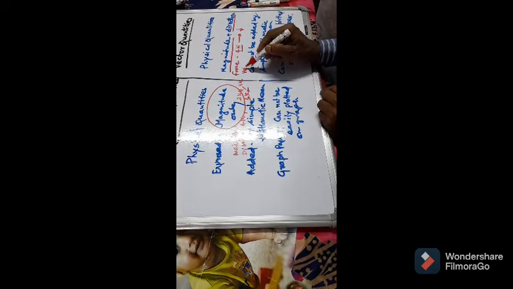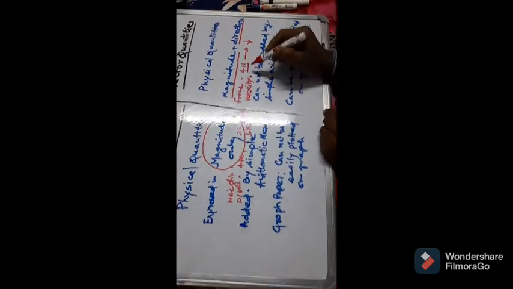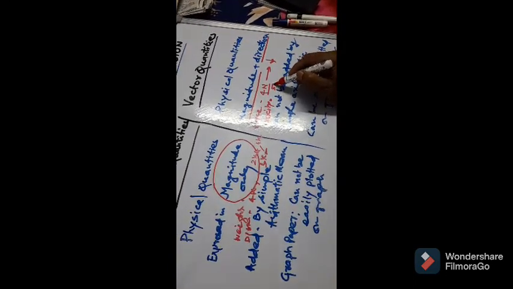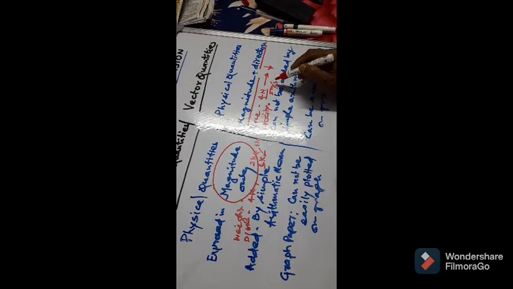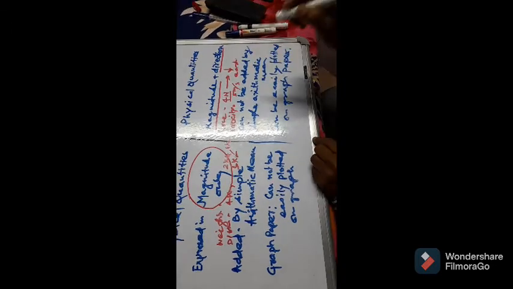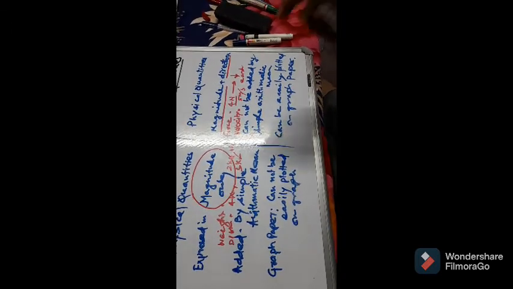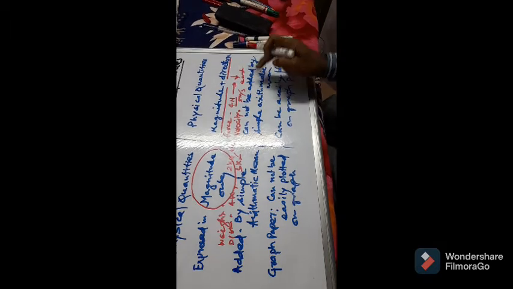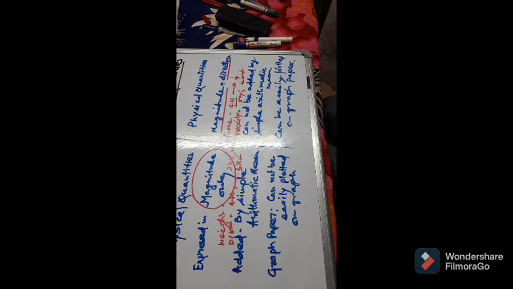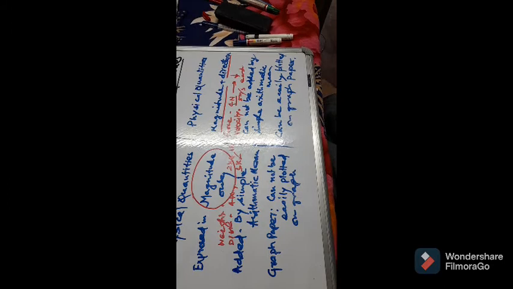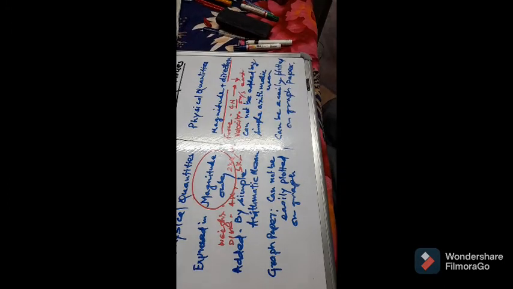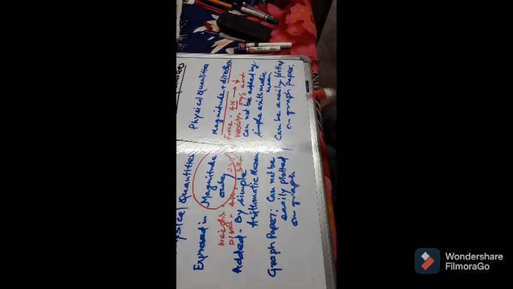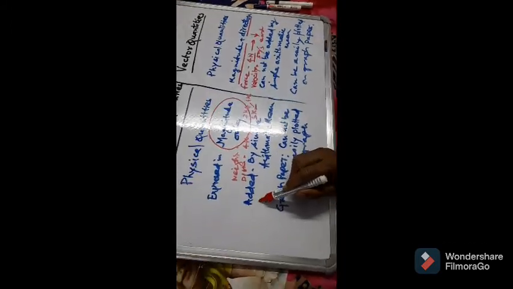Another vector quantity is velocity. Velocity is also a vector quantity. So it is 5 meters per second in east direction or west direction. You will have to mention not only magnitude but the direction as well, which is very necessary to represent any vector quantity.